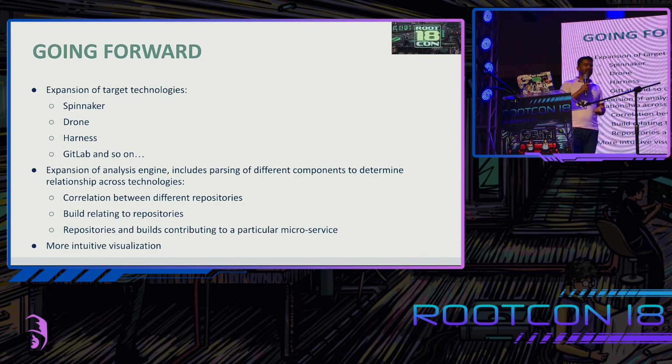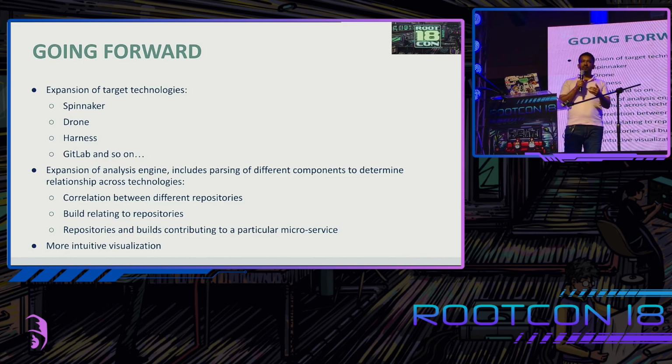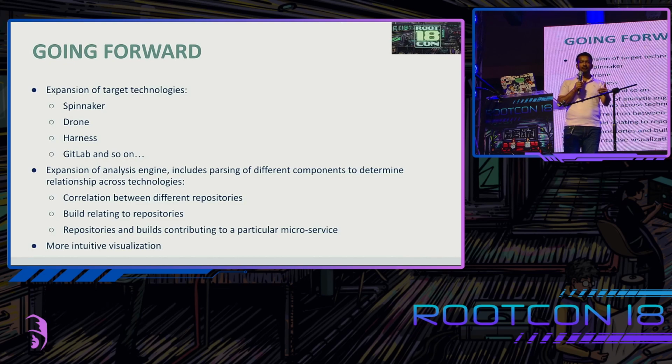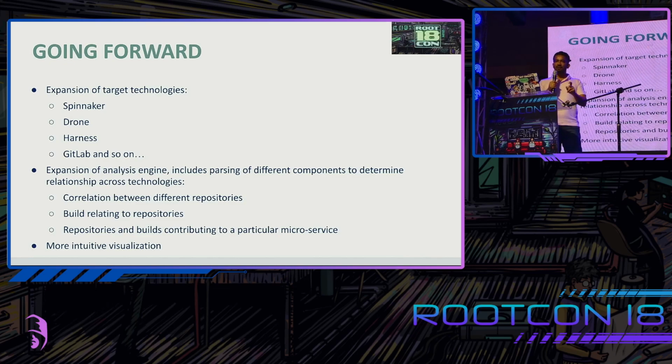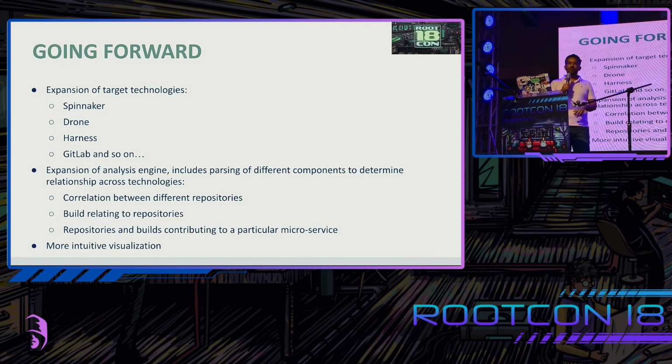If I have to give an example, in a microservice architecture, multiple repositories can be responsible for building a particular service. Is there any way to identify that relationship, that this product service is getting built by these five repositories, and so on and so forth? And visualization is the other part. I'm not a front-end developer, I work more on the back end, but I'm trying to make it more intuitive.